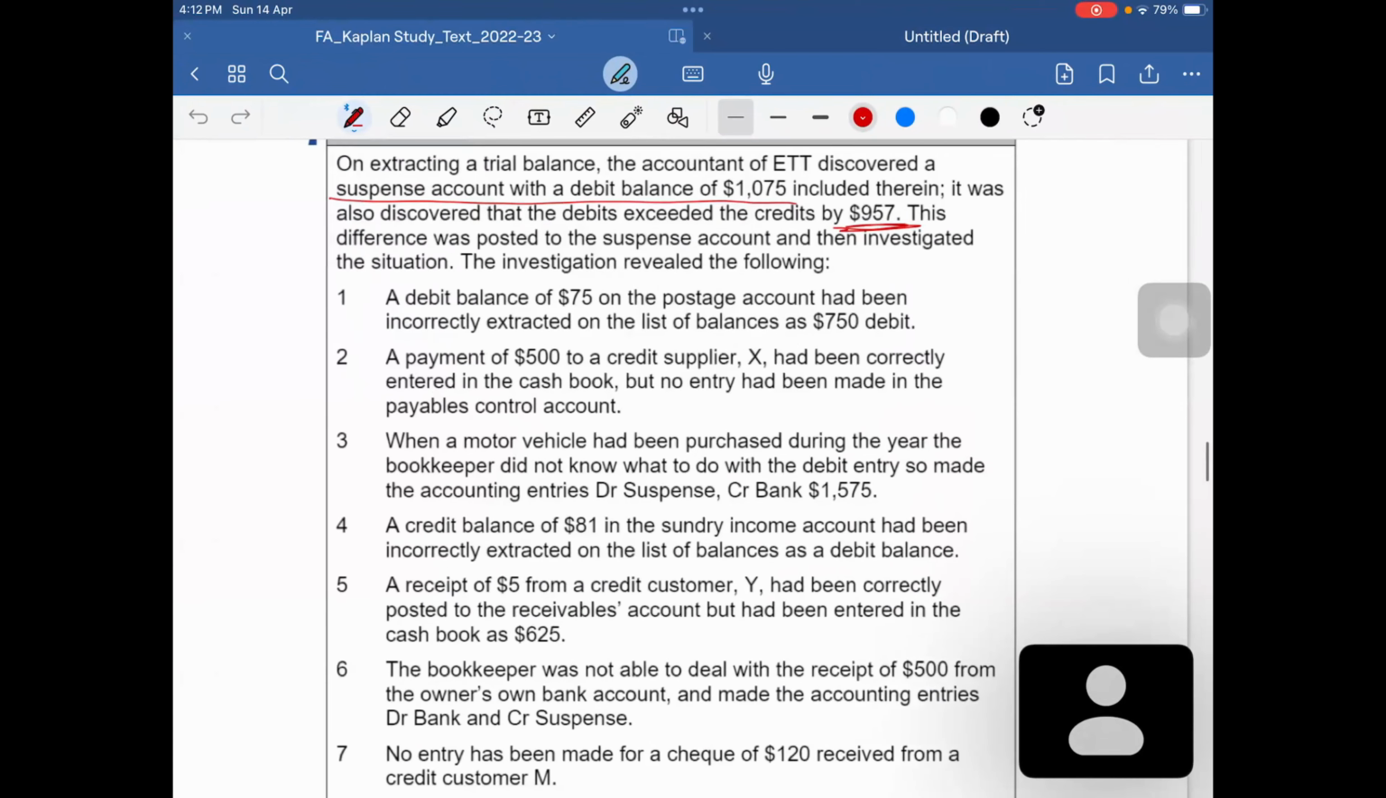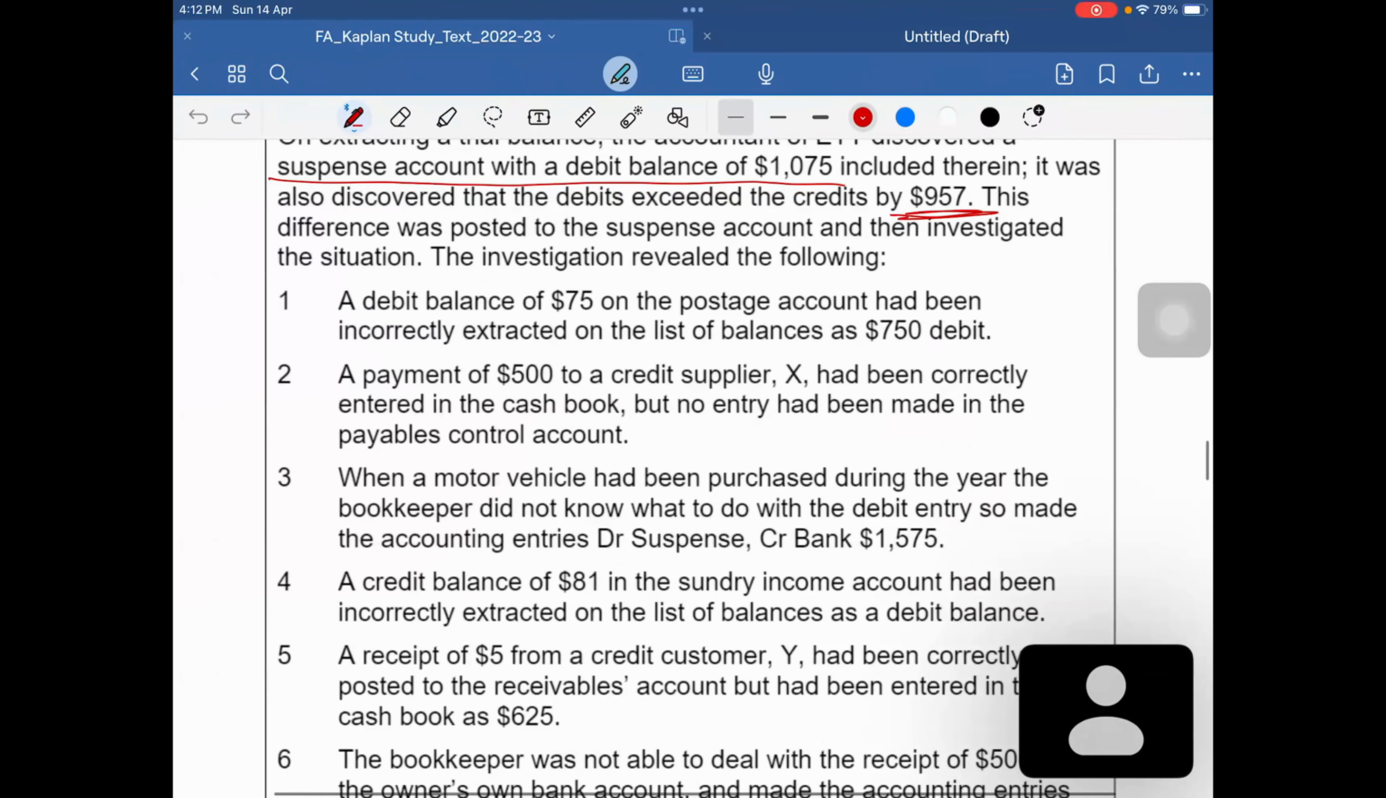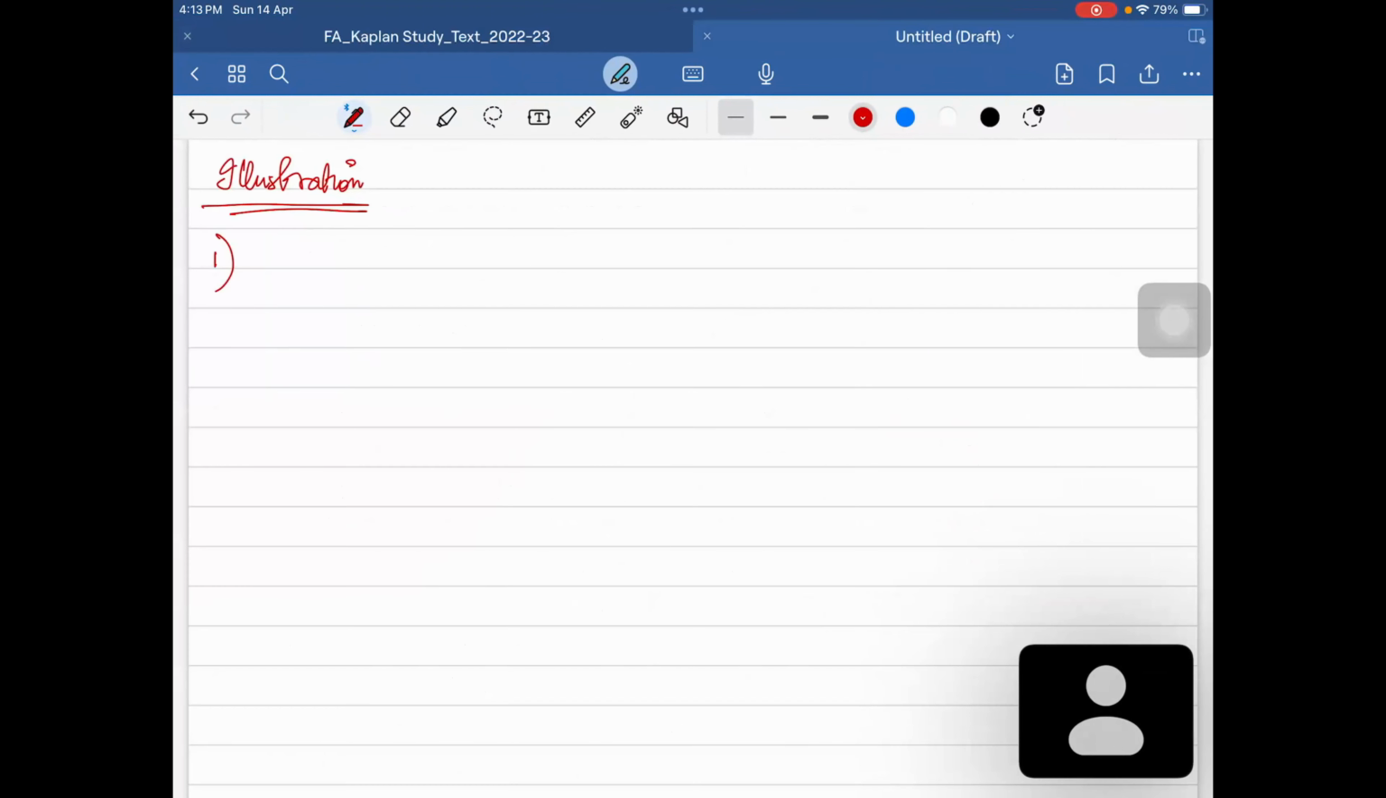A debit balance of 75 on postage account had been incorrectly extracted on the list of balances as 750 debit, right? Okay. So what is the original journal entry? That is the first one. Postage debit, right? Yes. Okay, and credit, you're not going to use cash, you're going to use bank, because for the company, the transactions are going to be from bank. 75. Clear?